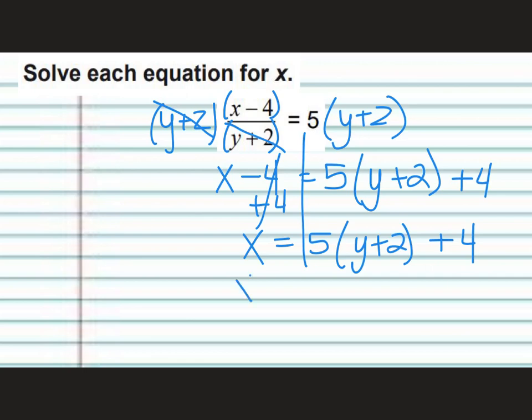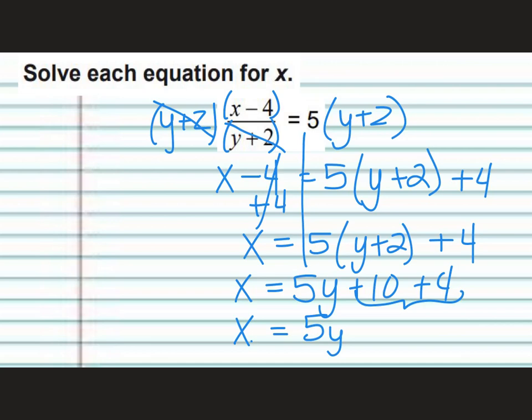So let's try this. So we have x equals 5y plus 10 plus 4. So finally, x equals 5y, combining these two like terms, 10 plus 4 is 14, so plus 14. So this gets us to this. Okay?